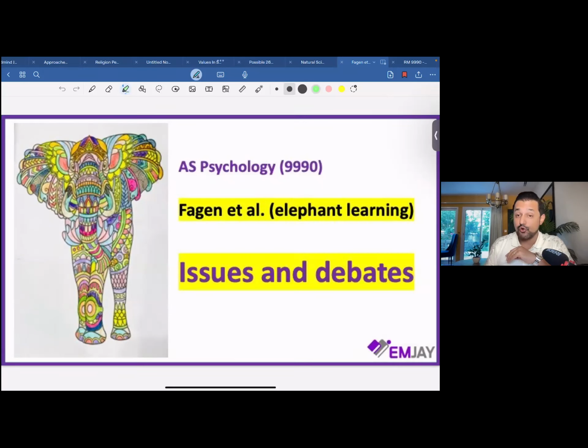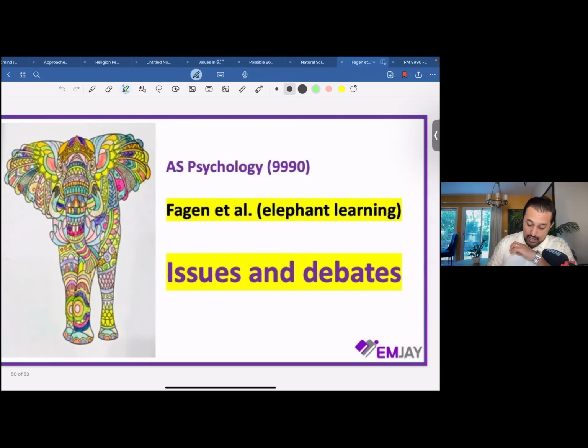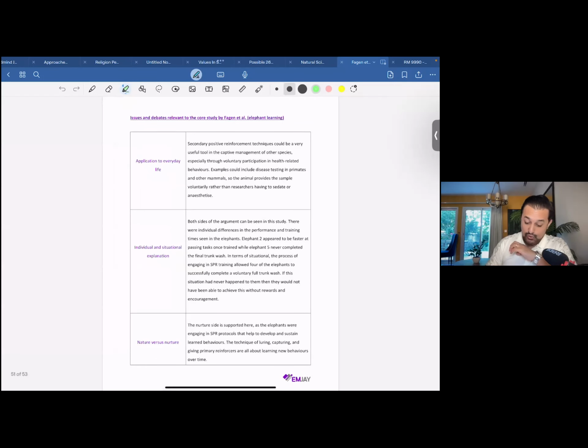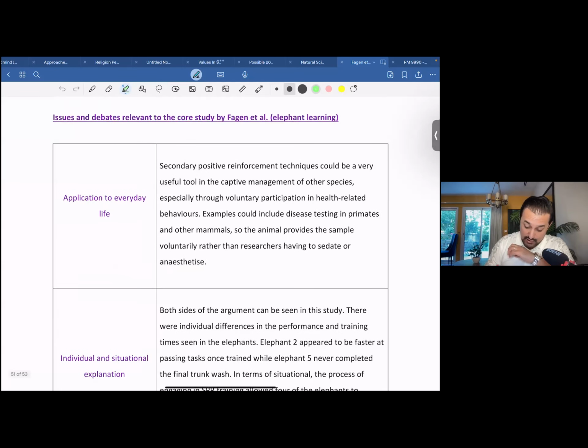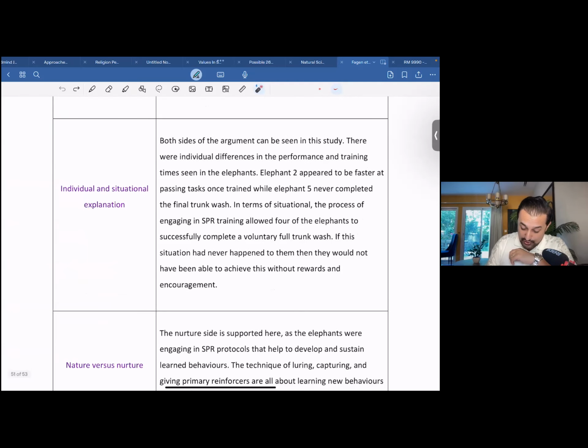that are part of the syllabus that you all need to know, understand, and also practice how to apply to a particular study. To begin with, the first issue is the application of psychology to everyday life, or in other words, how useful a particular study is in everyday life. Number two, the individual versus situational explanation.